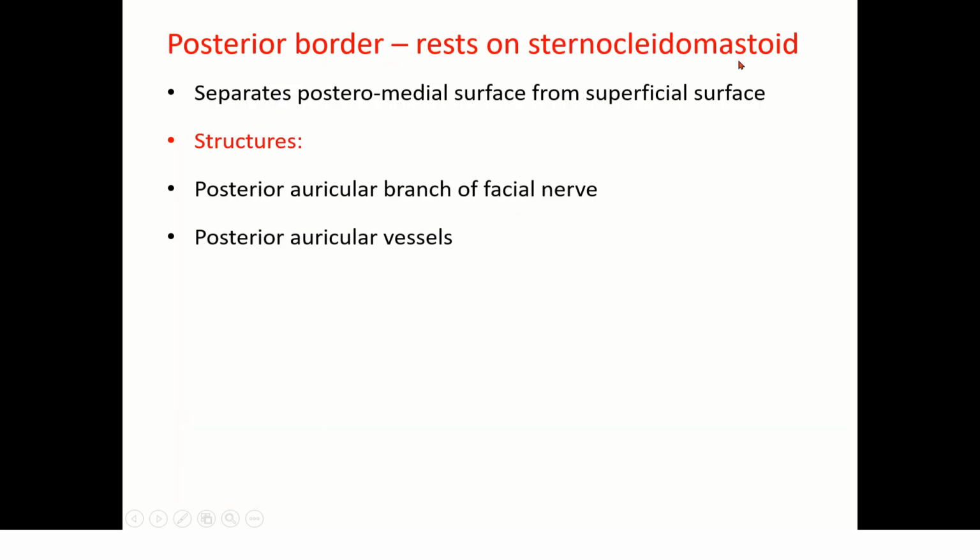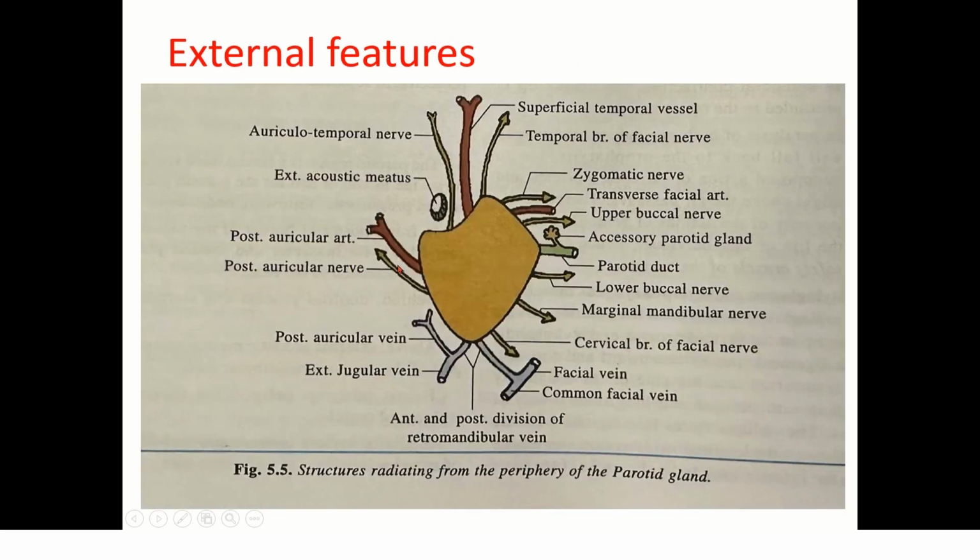So the posterior border rests on the sternocleidomastoid muscle and separates the posteromedial surface from the superficial surface. Structures related are the posterior auricular branch of the facial nerve and the posterior auricular vessels. You can see here the posterior auricular artery and posterior auricular nerve.